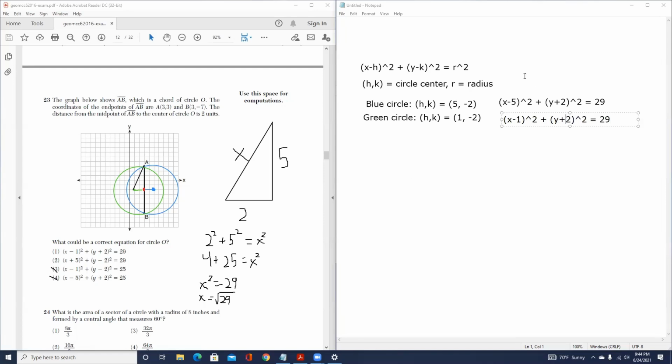Whoops, that should be a plus 2. So the only one of these choices that matches is therefore choice 1. In this case, it's the equation for the green circle, which is to the left of the midpoint of the chord.